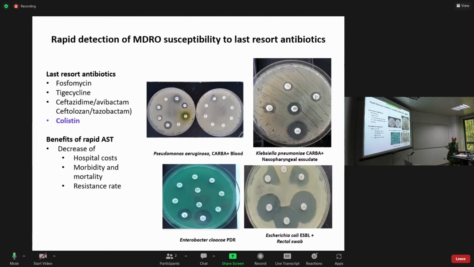Some of them, like fosfomycin, are revived antibiotics. They were excluded for many years from the treatment because of their side effects, but they have been introduced again because we don't have any choice against MDRO, meaning multi-drug resistant organisms. And another example of such a revived antibiotic is colistin.